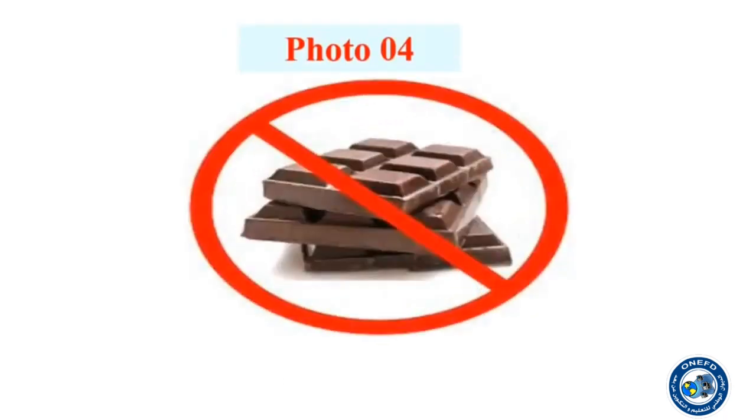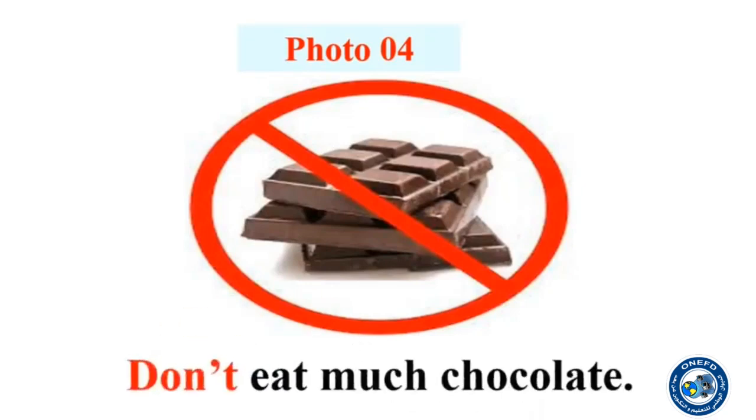In photo 4, there are 3 pieces of brown and sweet chocolate. But chocolate is unhealthy food. So we say don't eat much chocolate. This is an order. It is in the negative form because it starts with don't. After don't, we have a verb, which is eat. After eat, there is the object, much chocolate. We can say also do not eat much chocolate.